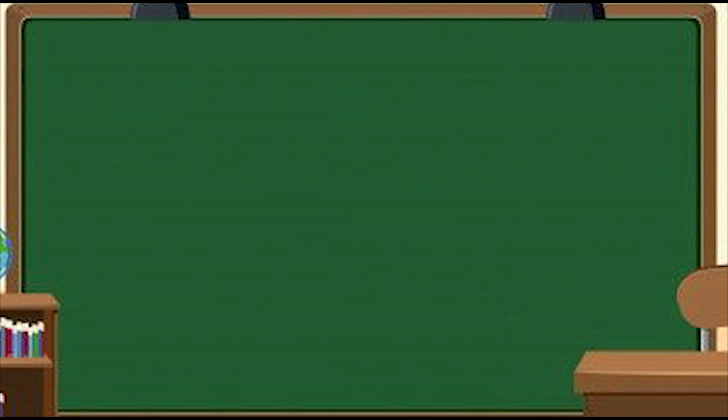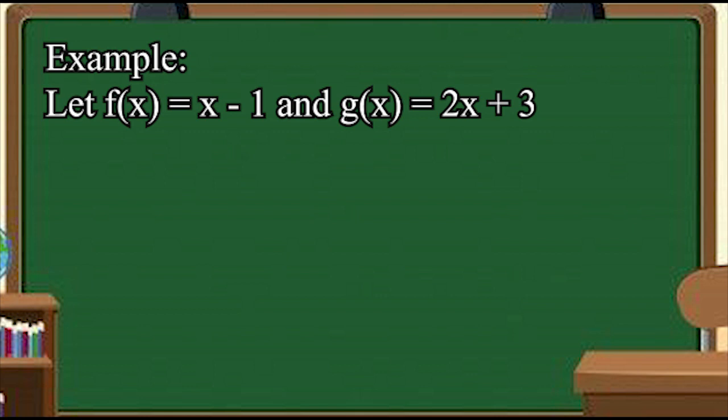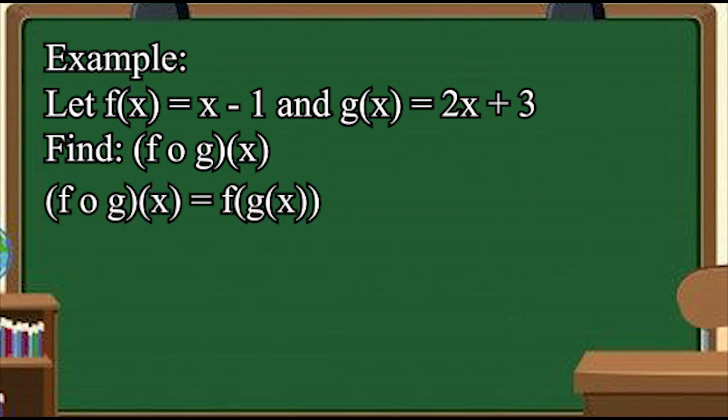Using the same example earlier, we have the functions f of x equals x minus 1 and g of x equals 2x plus 3. And we need to find f composition of g of x. Again, based on the definition, f composition of g of x is equal to f of g of x. If we have f of x equals x minus 1, we need to replace its x by the function g of x, which is 2x plus 3.